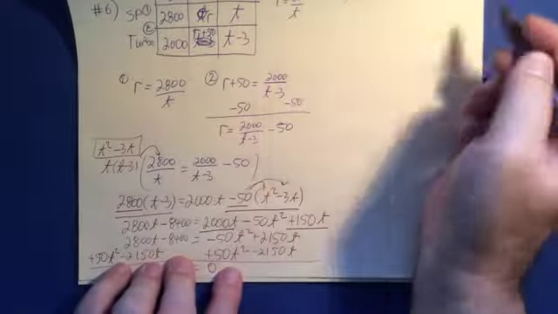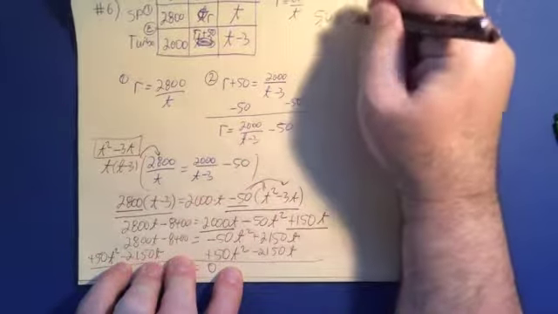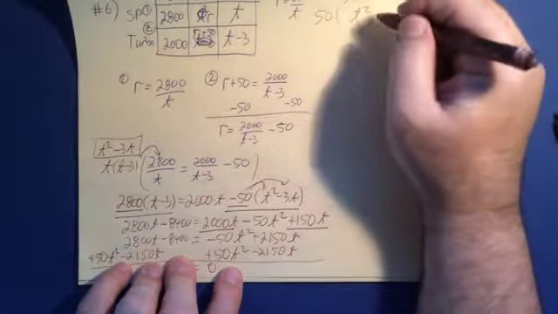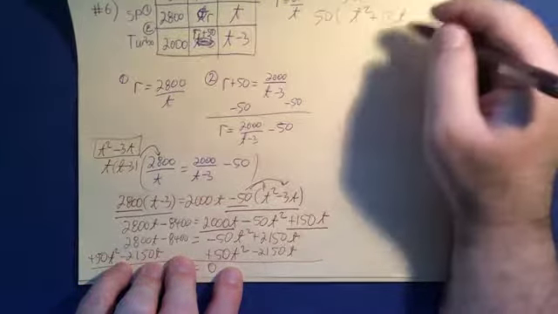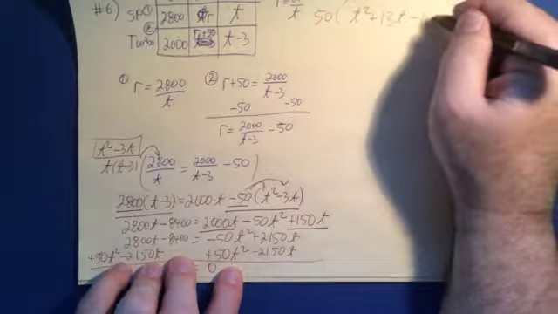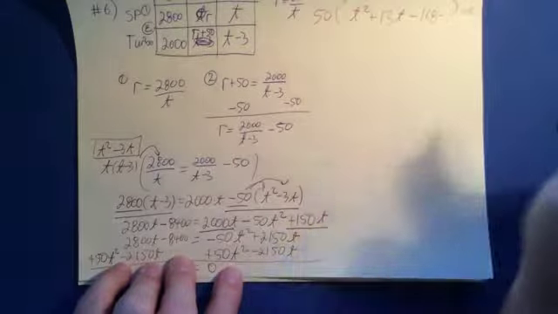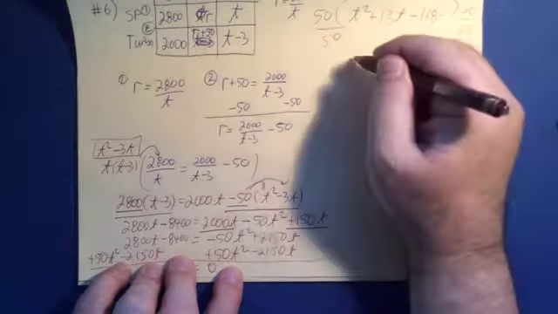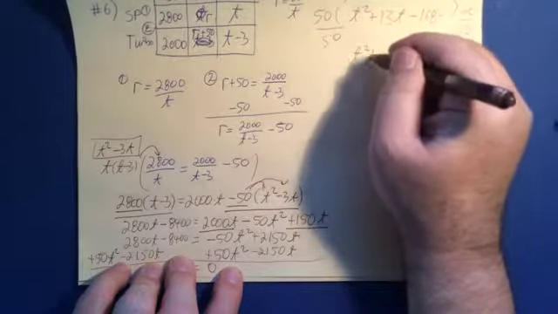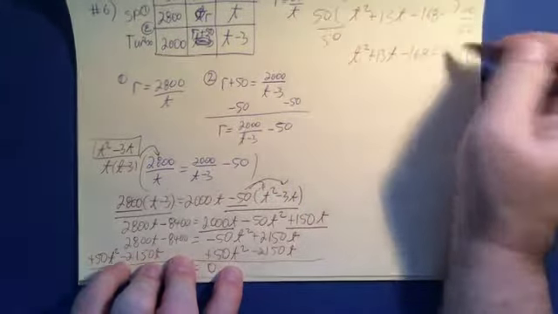So right now, what can I factor out of this? We can reduce this significantly by factoring out 50. So this is going to be 50 times t squared plus 13t minus 168, and that'll equal 0. And if I divide by 50, we get t squared plus 13t minus 168 equals 0.